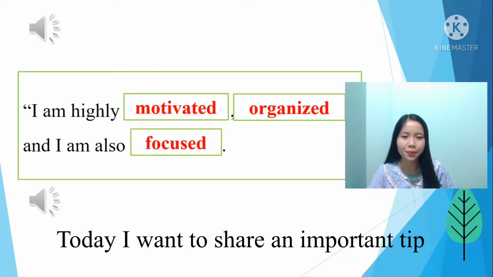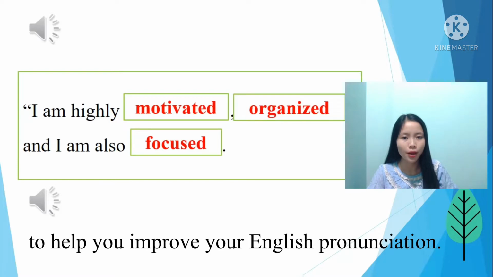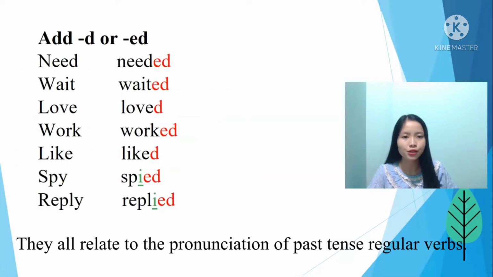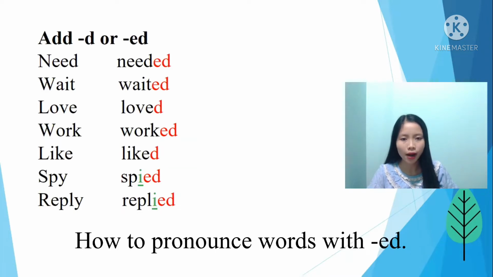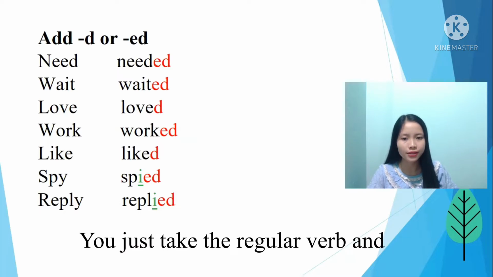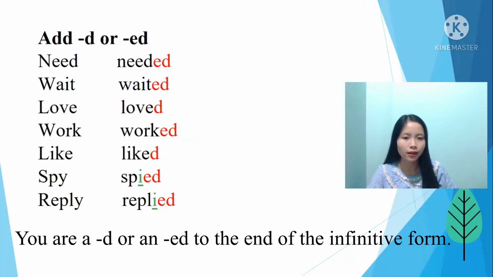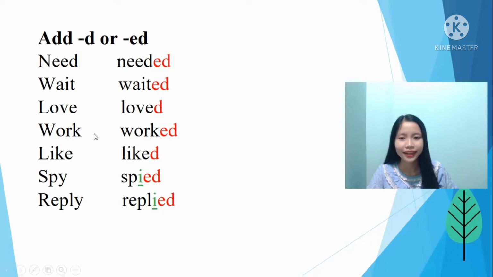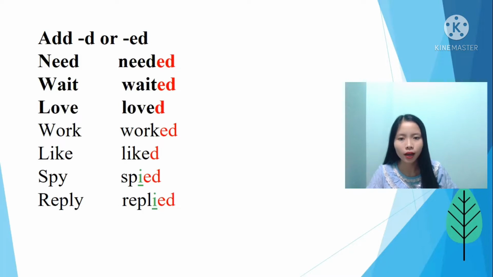Today I want to share an important tip to help you improve your English pronunciation. They all relate to the pronunciation of past tense regular verbs. How to pronounce verbs with ed? You just take the regular verb and you add a d or an ed to the end of the infinitive form. So some examples. Need becomes needed. Wait becomes waited. Love becomes loved. Work becomes worked. Like becomes liked.